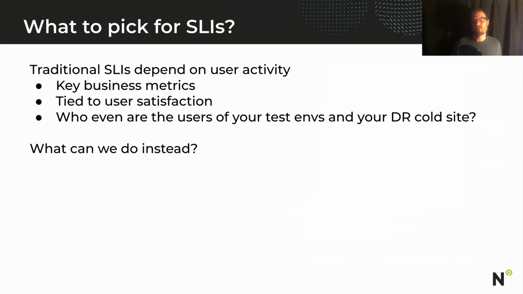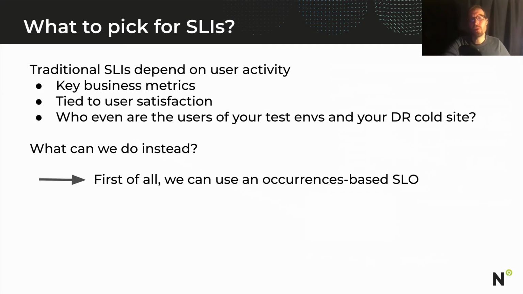The challenge becomes, what do we pick for the SLIs? Traditional SLIs depend a lot on user activity. We recommend our customers use key business metrics. In fact, we run workshops with them to identify key business metrics. We try to tie them to user satisfaction as much as possible. Who even are the users of a test environment or your DR cold site when it's not being used? What can we do instead of your typical SLI selection or simply copying the ones from prod and trying to downgrade them in some way?